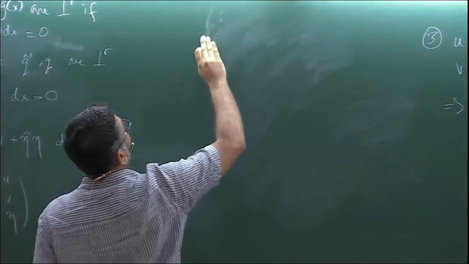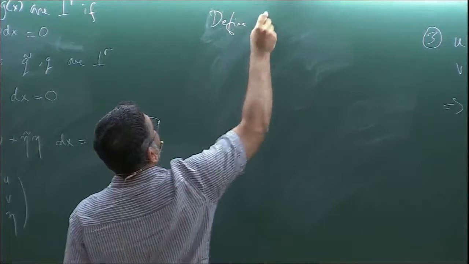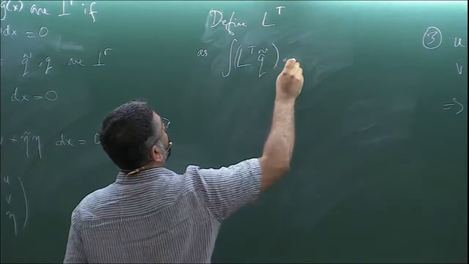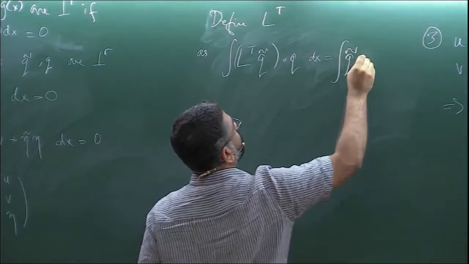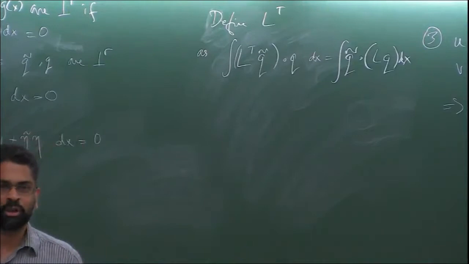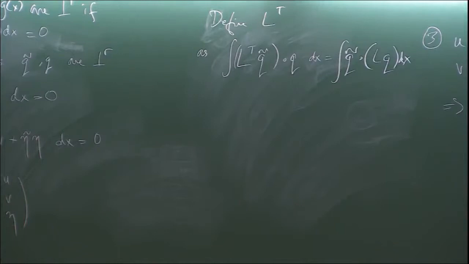I'll define L transpose, where L is an operator, as the integral of L transpose Q tilde dot Q dx should equal the integral of Q tilde dot LQ. I know what L is. I need to find out what L transpose is, but it's all under an integral. So the actual operative way to do it is integration by parts. That's all you're doing. You're just taking a dot product and doing integration by parts. Okay?